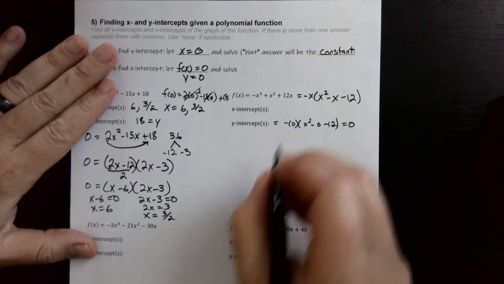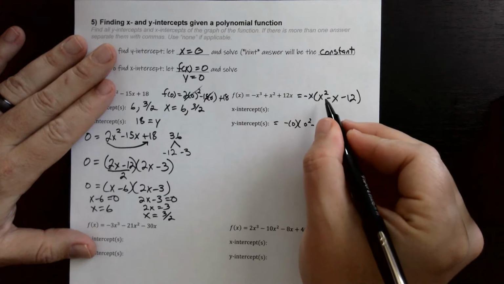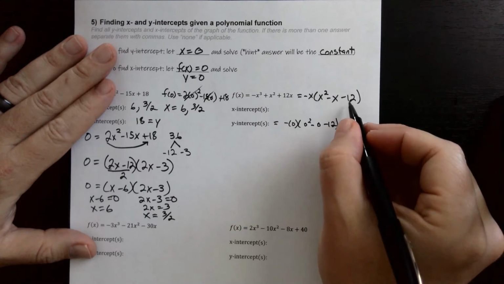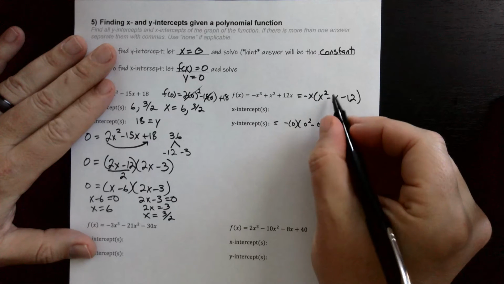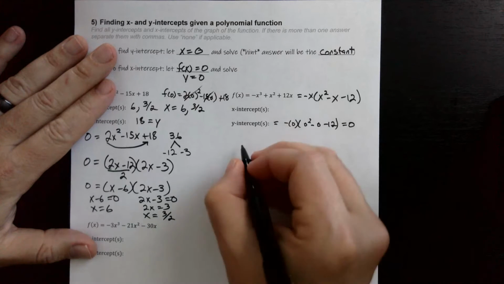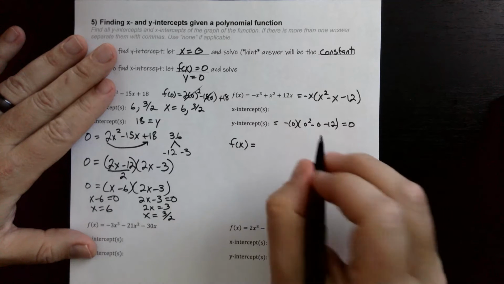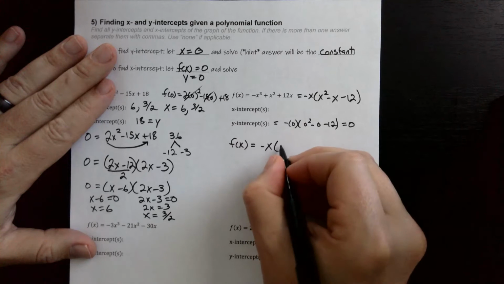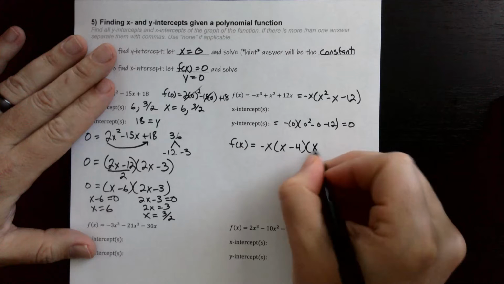Now for our x-intercepts, we need to continue factoring this. We need to factor the x squared minus x minus 12. So we need two numbers that multiply to get negative 12, but add to get negative 1. There's a negative 1 here that's unwritten. That's going to be negative 4 and positive 3. So f of x is equal to negative x times x minus 4 times x plus 3.